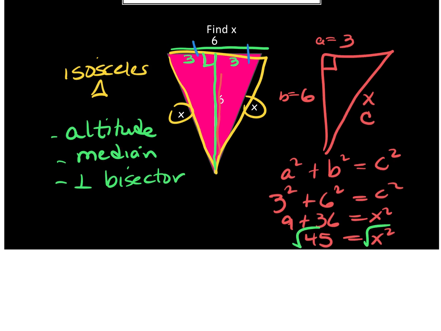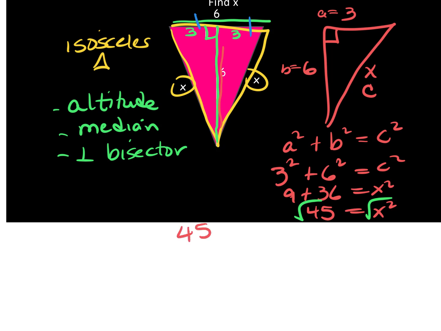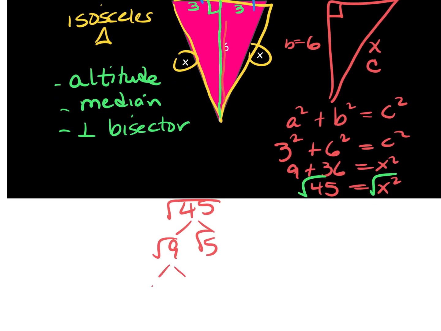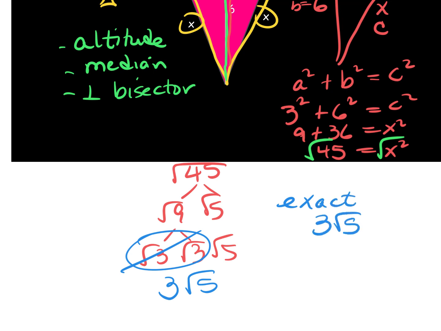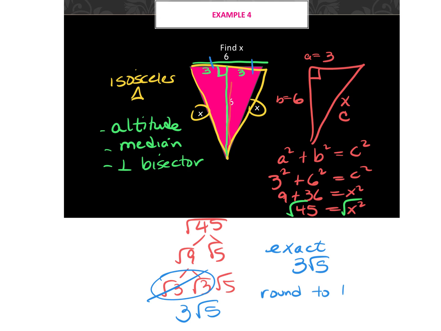Remember, we need to do a factor tree here, because we need to leave this exact. If I do a factor tree, 9 times 5, and then if you want to keep breaking it down till it's prime, you've got a pair of 3s, so 3 comes out, and the 5 stays underneath. So leaving your answer exact is going to be 3 square root 5. If it says to leave it exact, you're leaving it in simplest radical form.